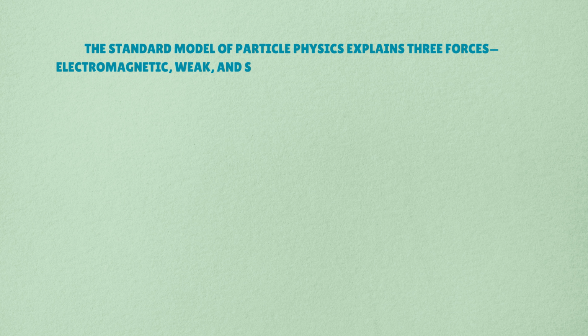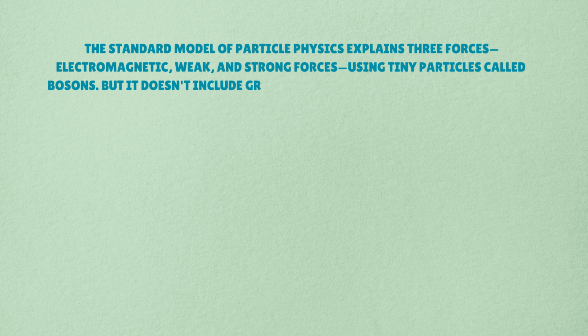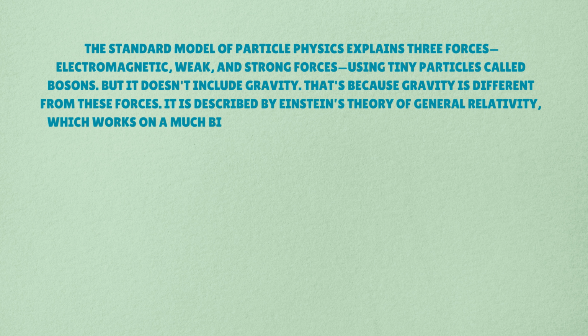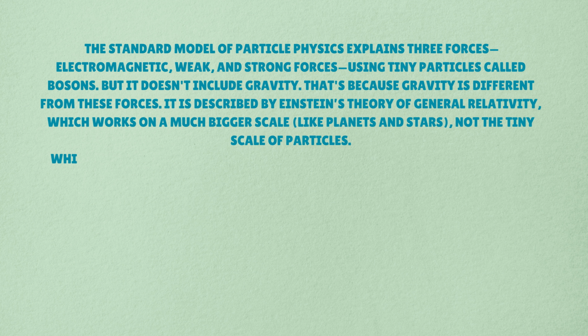The Standard Model of particle physics explains three forces: electromagnetic, weak, and strong forces, using tiny particles called bosons. But it doesn't include gravity. That's because gravity is different from these forces. It is described by Einstein's theory of general relativity, which works on a much bigger scale, like planets and stars, not the tiny scale of particles.